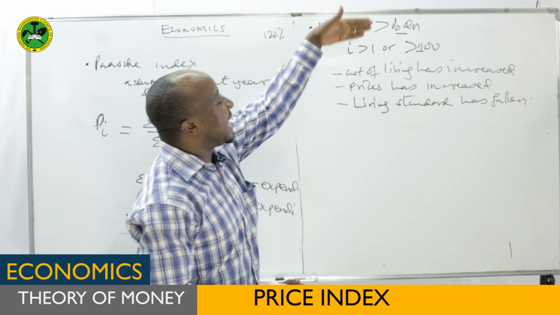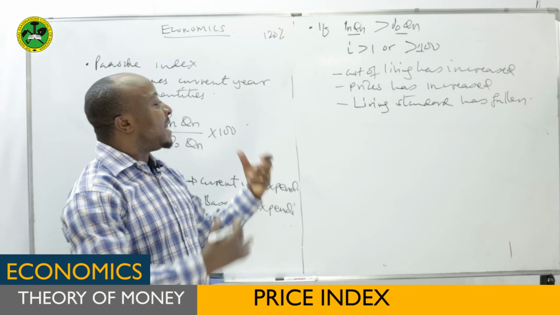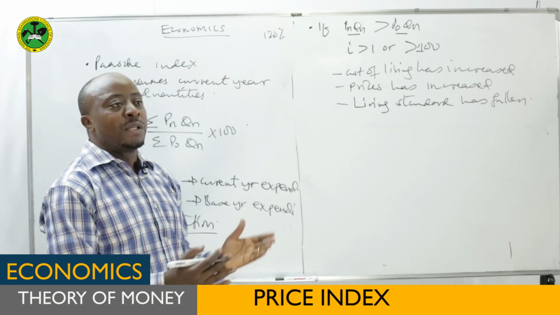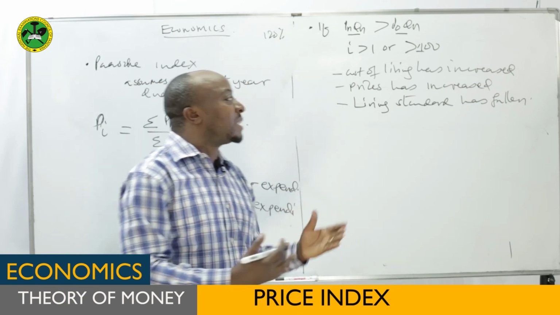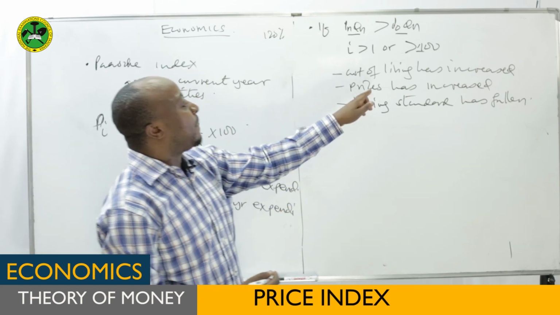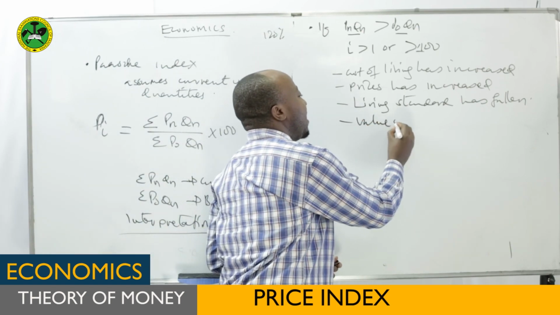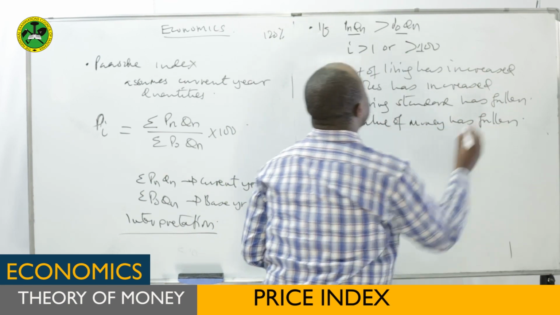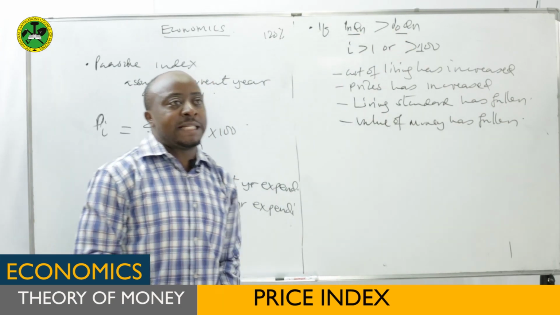Because when cost of living is increasing, it means prices of goods are increasing as well. It implies that living standard has fallen, because now individuals are not capable of purchasing as they could, because prices are increasing and cost of living is increasing. And the other one we have to remember: when prices have increased, it means the value of money has fallen. This is when you get the current year expenditure greater than the base year expenditure.